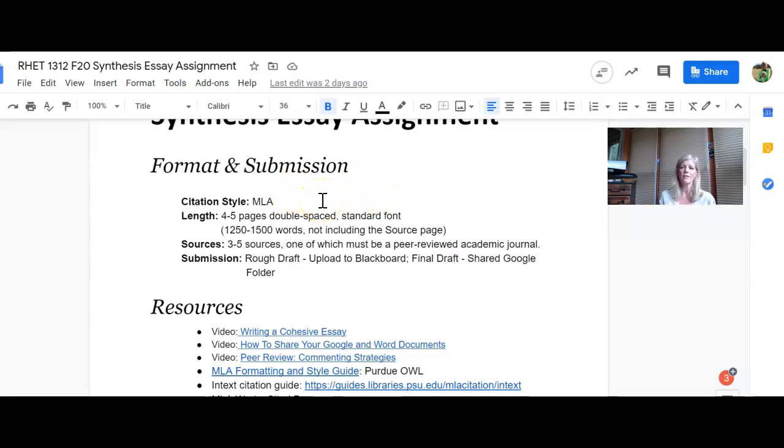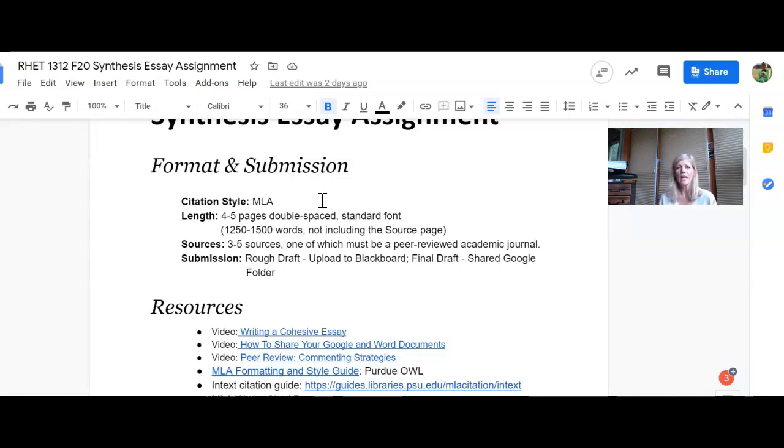Format and submission. The citation style is MLA style. And the reason that is a requirement is because most academic writing is in MLA style. And it's very important for you to learn it. We use style guides, and you can see down in the resources. You don't have to memorize every single rule, but you have to know where to find those rules when it's time to write your paper, cite the sources, and create a properly formatted source page at the end of your paper.